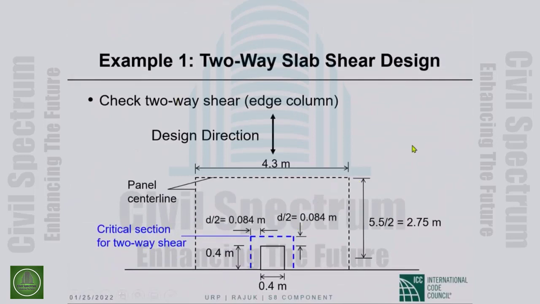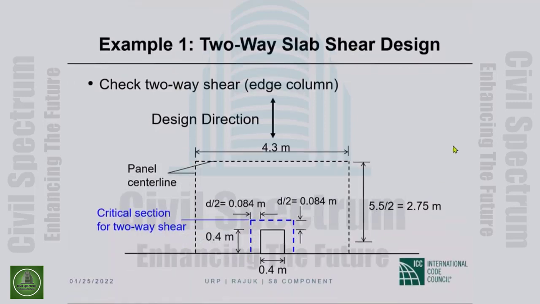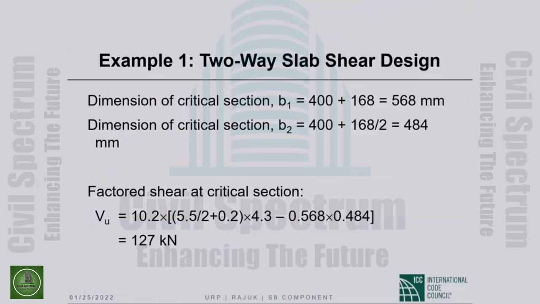Okay? So I think everything is familiar to you by now, the 84 millimeters. So the length of this face is now 484 millimeters, and this face is 568. So 484 and 568. Dimensions of critical section, as I just said, 484, 568.